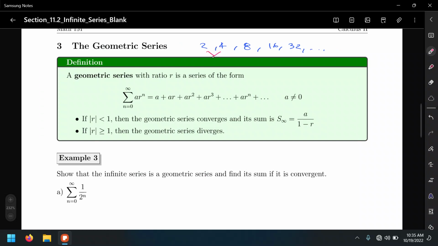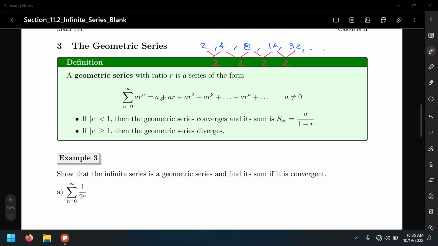So what do we get when we divide 4/2? What do we get when we divide 8/4? 16/8. 32/16. So we have a common ratio here. All right. So that means this is a geometric progression, or a geometric sequence. Well, we're not looking at sequences anymore. In this case, we're looking at the series. We're going to look at the geometric series, which has this form.